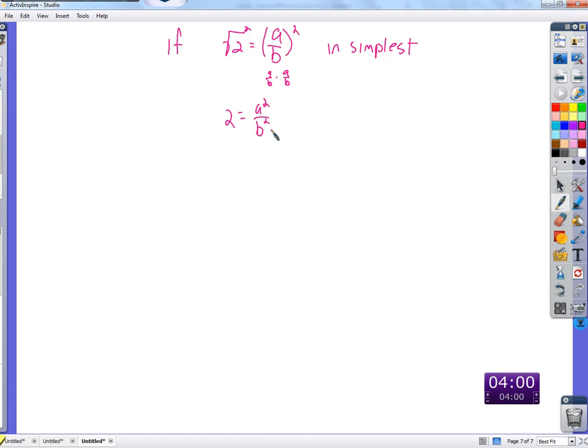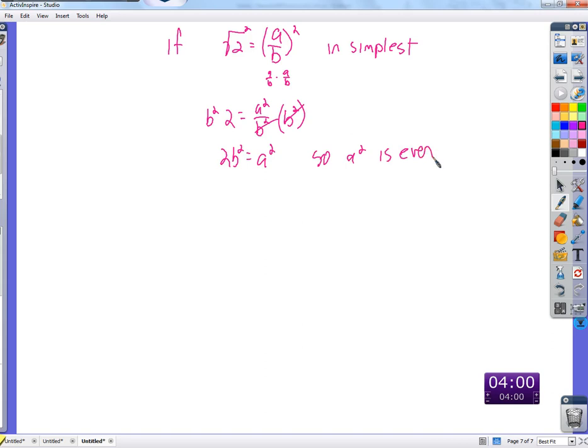You following so far? Yes. You want to hear this? Okay. I'm going to multiply both sides by b squared. That'll just cancel out this b squared, and I'll multiply the 2 by b squared. So 2b squared equals a squared. So a squared is even.